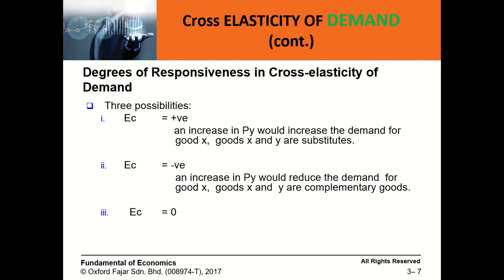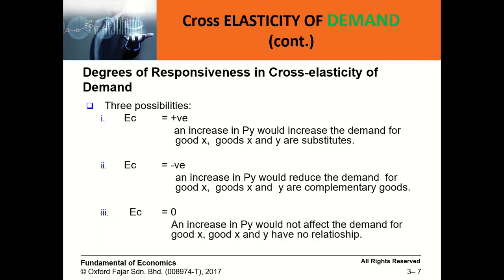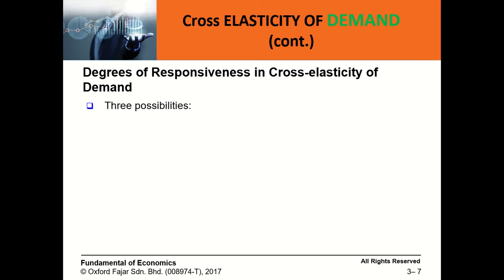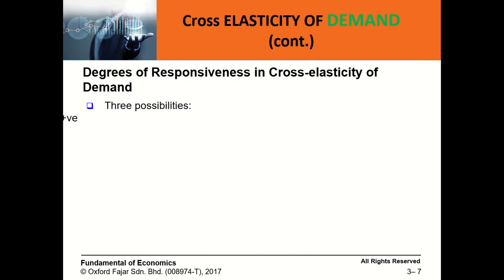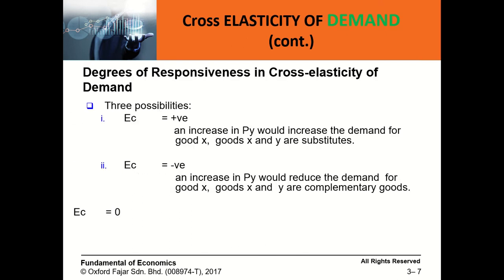And the last one is elasticity equal to 0. In this case, there is no relationship between good X and good Y. For example, an increase in the price of durian. What happens to the demand for petrol? Of course, the answer is 0. Now back to your answer just now. You have 0.51, meaning that it is positive and it is called a substitute.